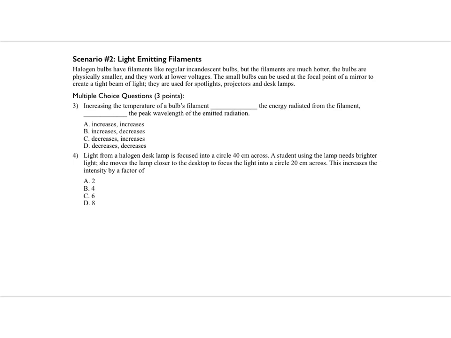Next up, I want to talk about emission of light in light bulbs with filaments. So halogen bulbs have filaments like incandescent bulbs, but the filaments are hotter, the bulbs are smaller. And if you increase the temperature of the filament over a typical incandescent bulb, what does that do to the energy radiated? What does that do to the peak wavelength?